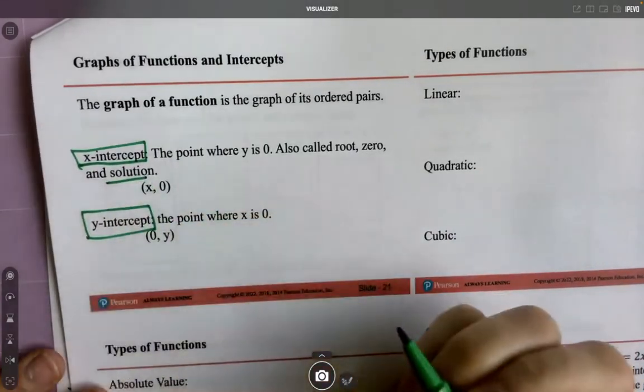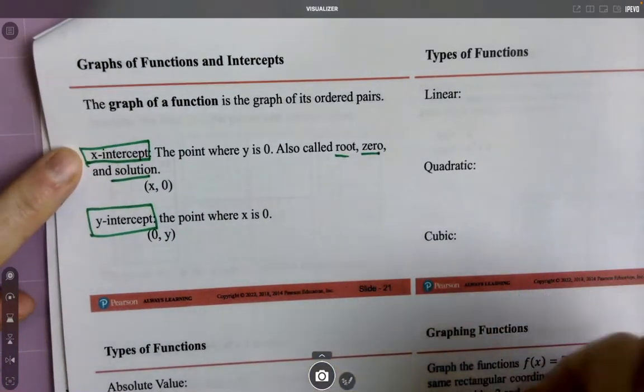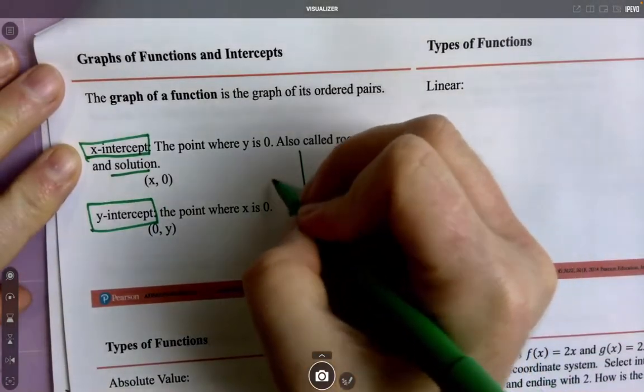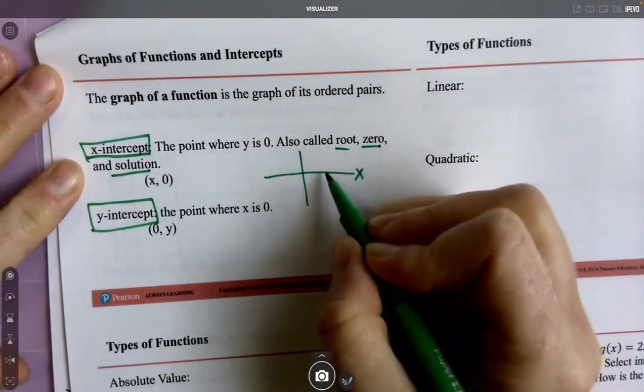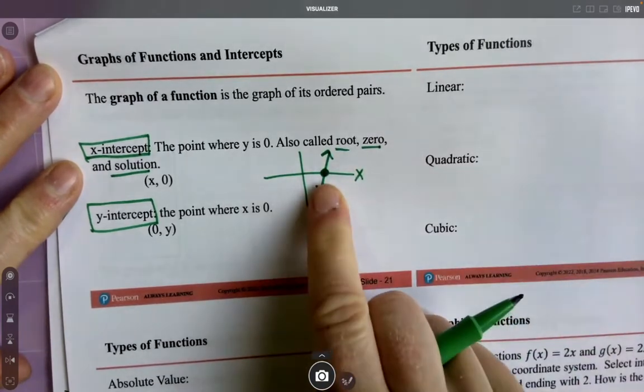You'll be asked sometimes, what's the solution? What's the root? What's the zero? It can also be just called the x-intercept. And it's the point where y is 0. So let's say this is our line. This is our x-intercept. Okay.